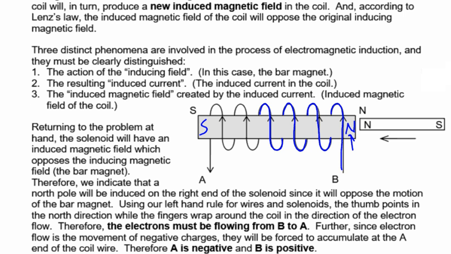Okay, so there are 3 distinct phenomena that are involved in this process. So there's the action of the inducing field. So that's going to be the bar magnet being plunged in. There's going to be the resulting induced current. So that's the current going through the wire wrapping around the bar magnet. And then there's going to be the induced magnetic field created. So that is making this the north end because it's always going to repel this guy. So it's going to repel, or resist it, I should say. So yeah, it repels it coming in, and it would be the opposite going out.